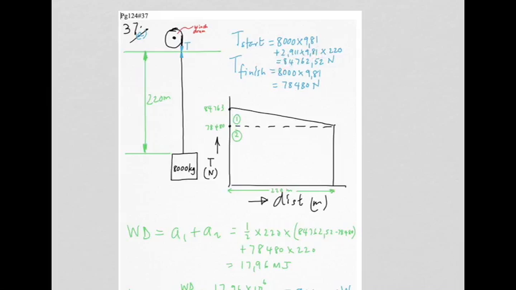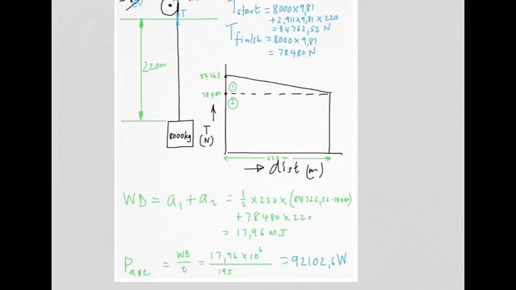So we started out with 84,762 newtons of tension, and that tension is up here where the cable meets the drum. At the end, we still were lifting the 8 tons and no rope, because we went right to the surface. So 78,480 newtons. Here's our work diagram, much the same as before. The tension diminishes from 84,763 linearly down to 78,480 newtons, and the distance traveled through was 220 meters.